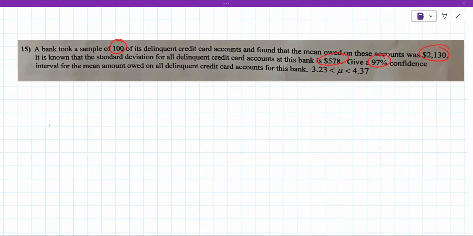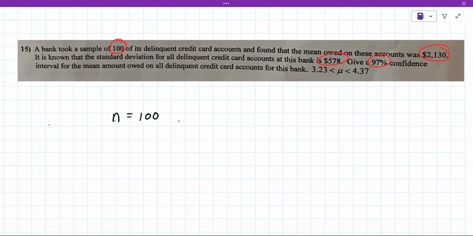What do you think? Any of these values stand out? Like what is 100? What is 2130? Any of those kind of mean anything? The sample size is 100. Okay, that's little n. That's also important.